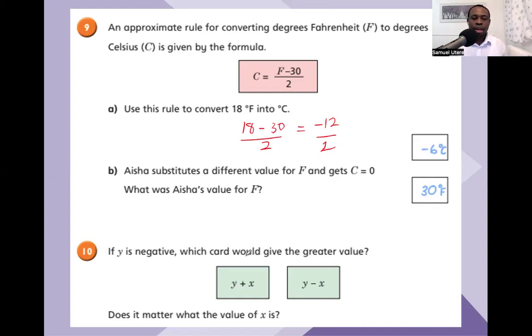So you're being asked, if y is negative, which card would give the greater value? All right. You can use this to evaluate. Okay, so I'm not going to discuss this in detail. I don't want the video to be too long. So you can use this to test what you've learned so far. Try different numbers and test your conjecture. And that brings us to the end of the lesson.